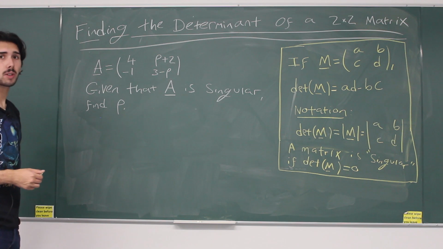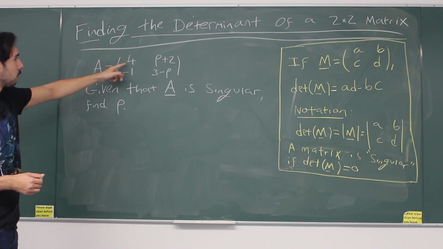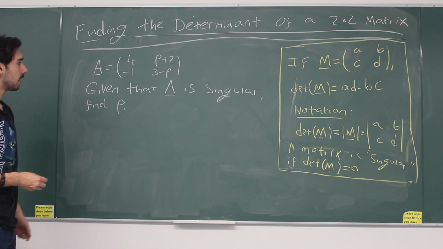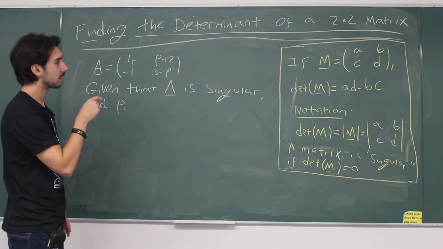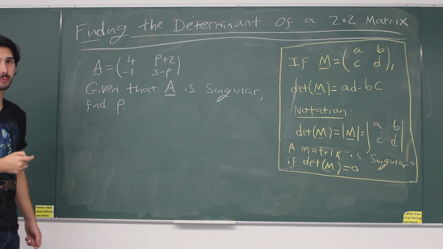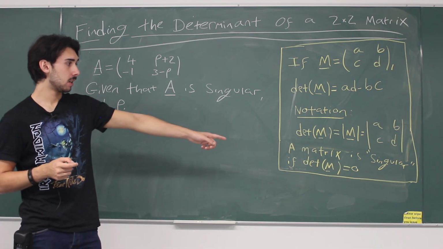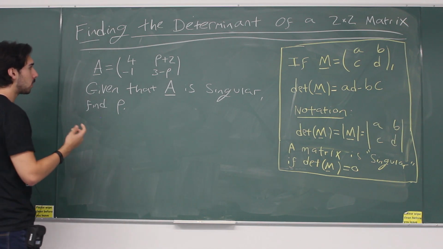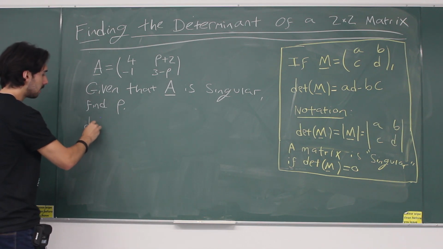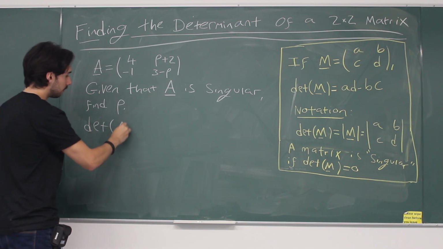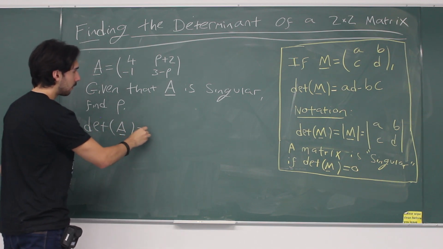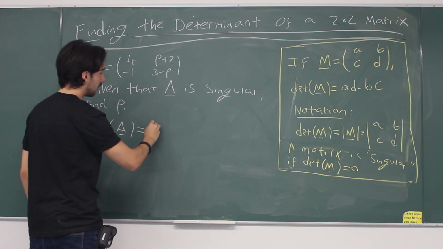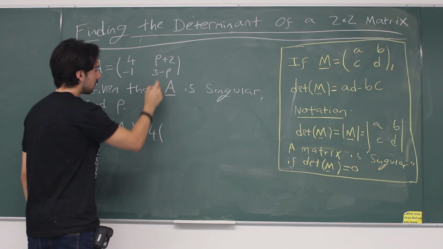We get given the matrix A, which is 4, p plus 2, minus 1, 3 minus p. And the question is, given that A is singular, find p. So remember, if a matrix is singular, its determinant is 0. So we should find the determinant of A and set it equal to 0 so that we can solve that for p. Okay, so the determinant of A is going to be 4 times 3 minus p.